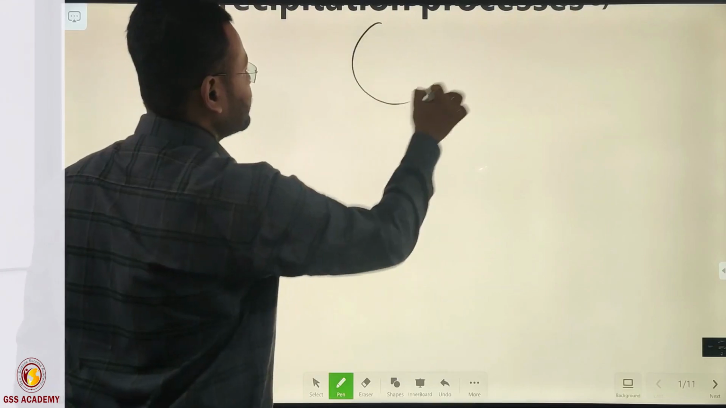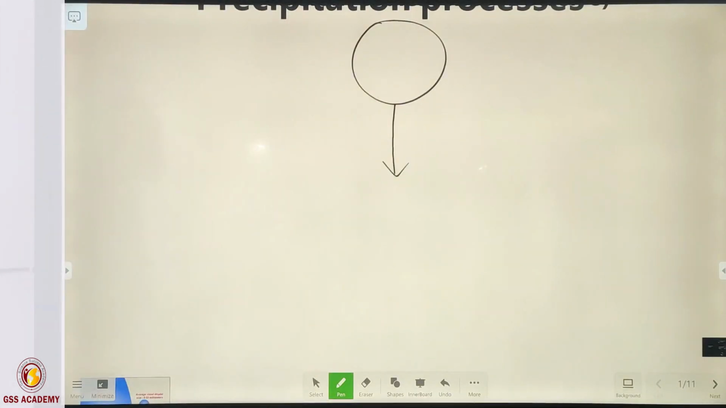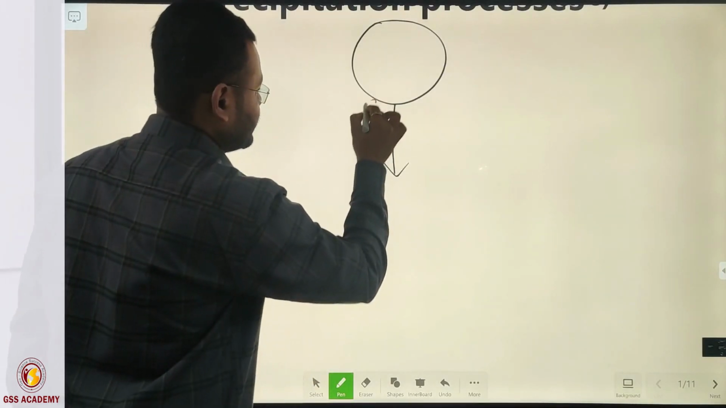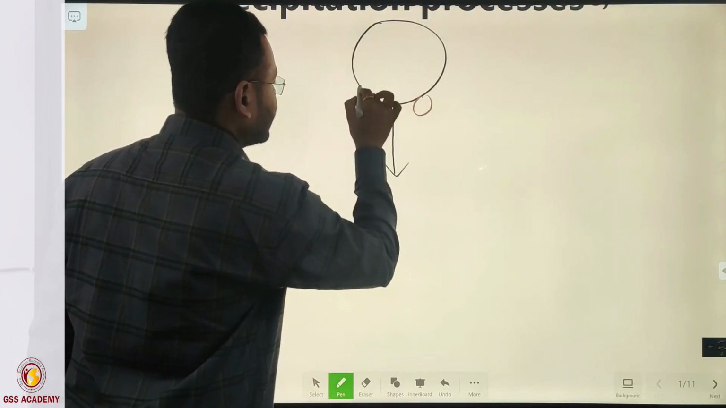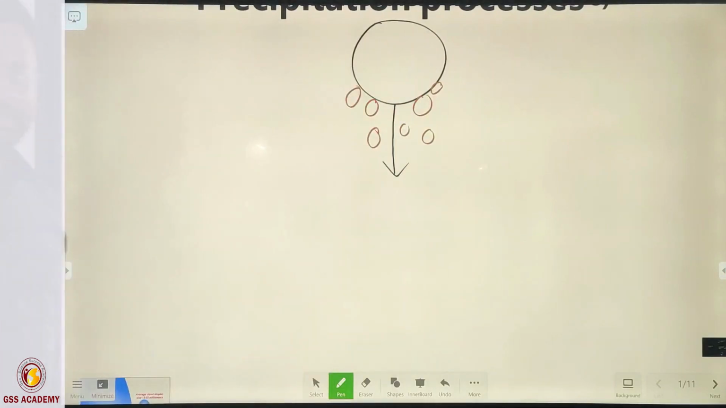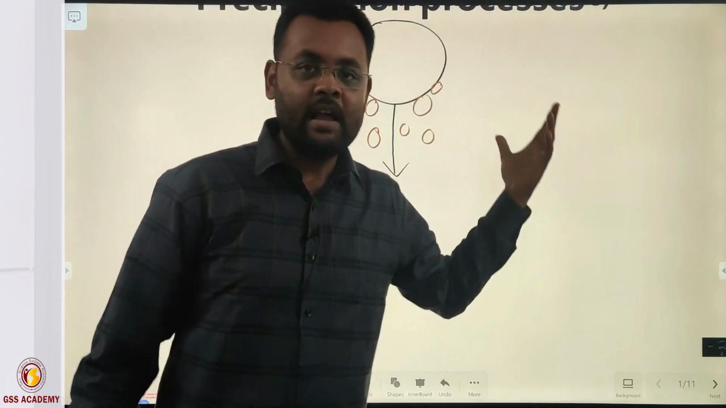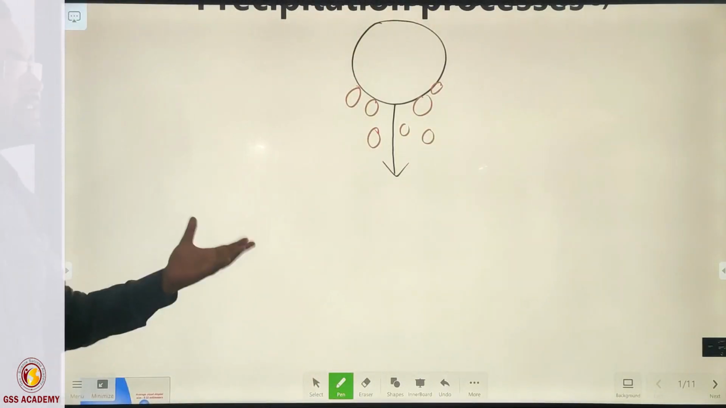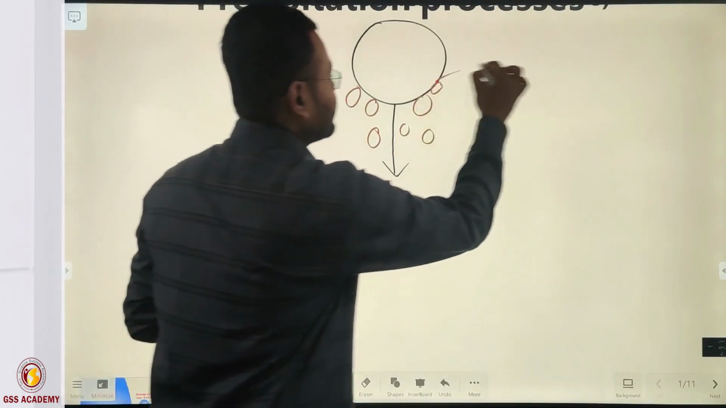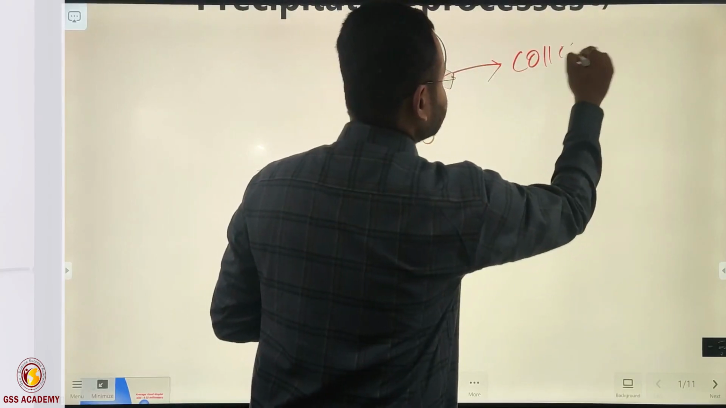Now as the larger droplet falls at a fast rate in comparison to the smaller droplet, on its way it normally collides with many small droplets in its path. When this larger droplet starts falling towards the earth's surface, it collides with many small droplets, and from there the name of the process is derived: the collision process.